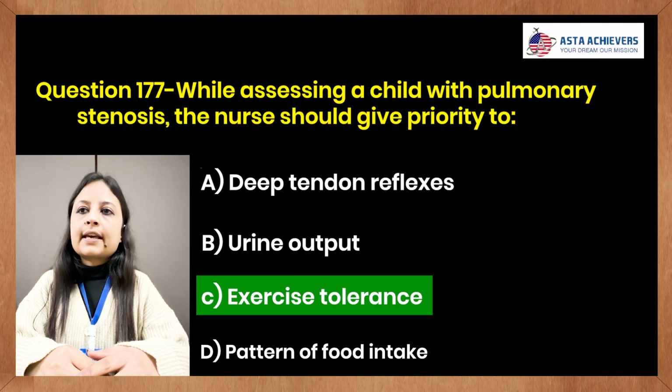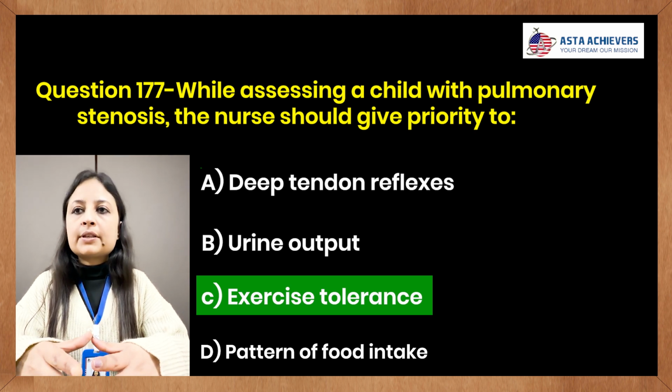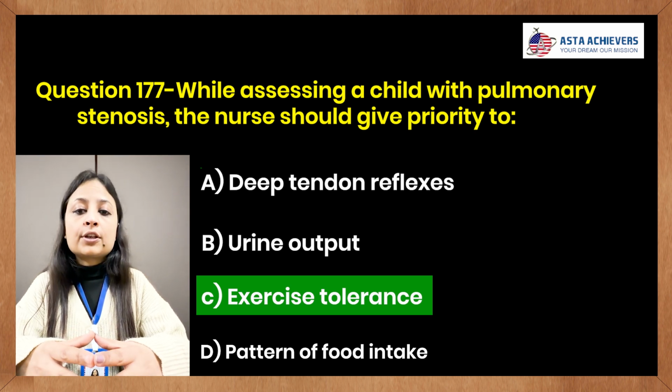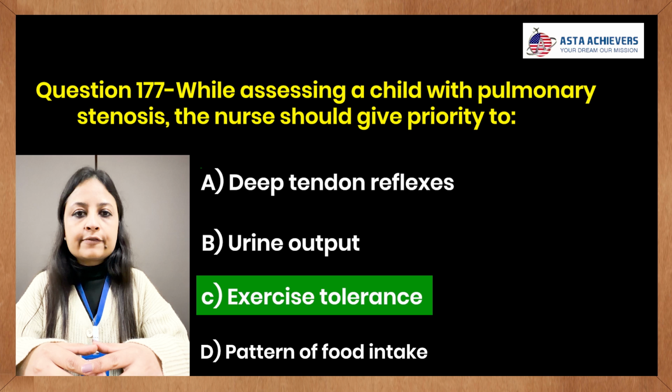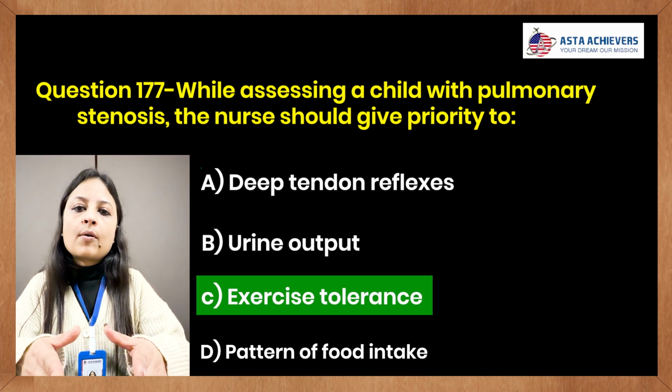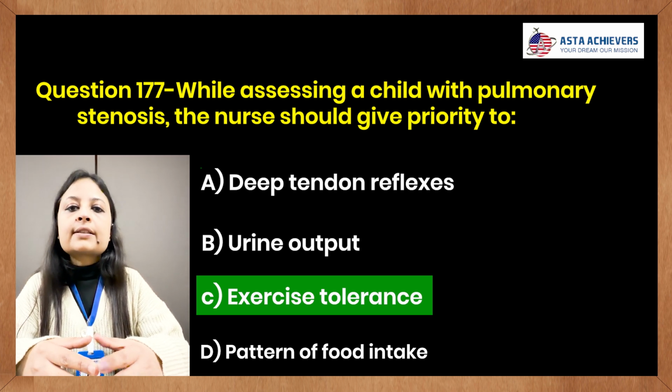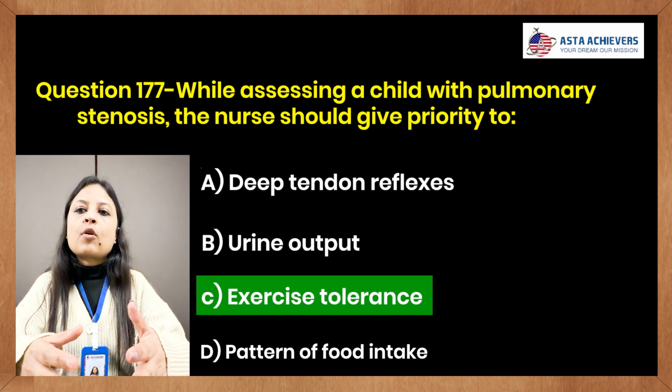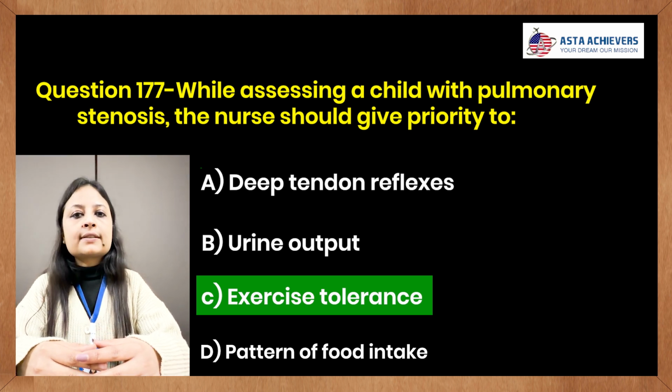Question 177. While assessing a child with pulmonary stenosis, the nurse should give priority to: option A, deep tendon reflexes. Option B, urine output. Option C, exercise tolerance. And option D, pattern of food intake. So option C, exercise tolerance, is the correct answer.